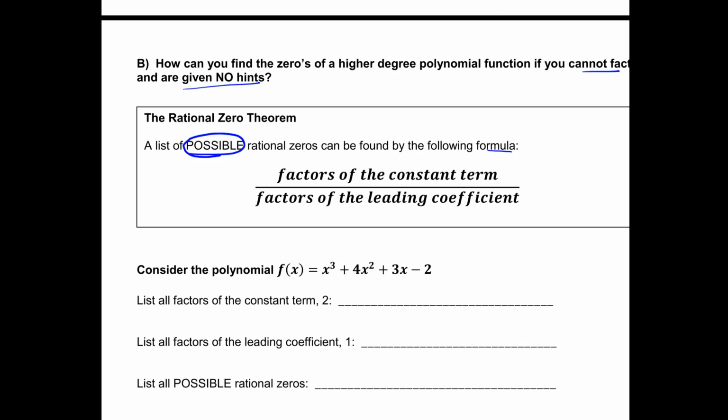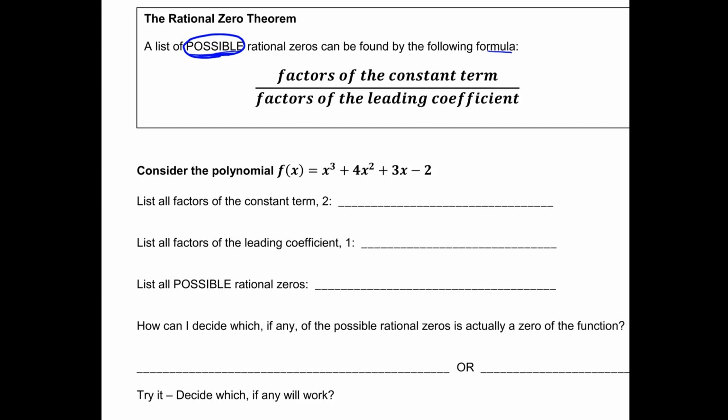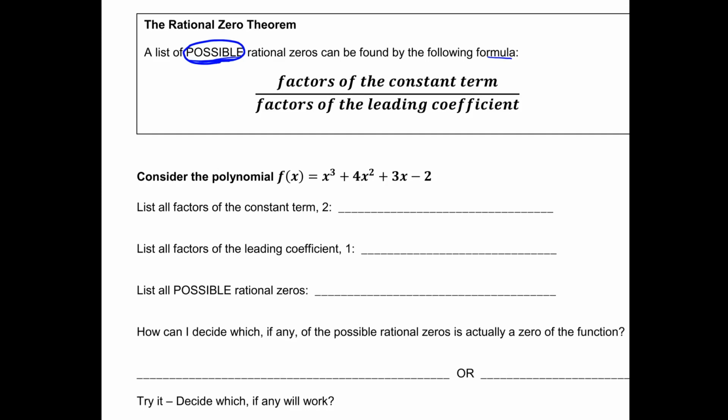So the rational zero theorem gives you a list of possible rational zeros, and they can be found using this formula. The factors of the constant term over factors of the leading coefficient are possible zeros. They're possible hints, but you have to determine which of the numbers are an actual zero. So first, let's see how to determine what the possible zeros are, and then we'll see which ones are actual zeros.